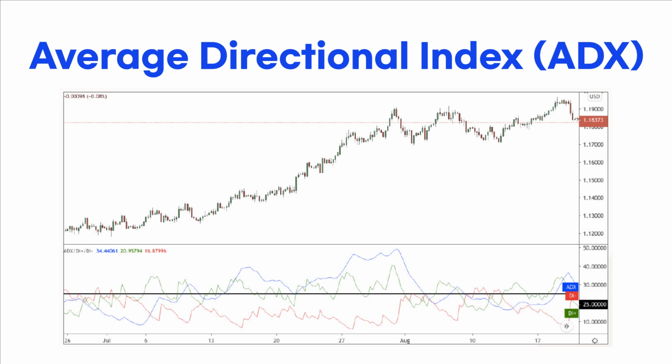Components of ADX. If you were to load the ADX on your chart, you would see three separate lines for the ADX indicator. The blue line represents the ADX, which measures the strength of a trend. An ADX reading of 25 or above shows that a strong trend is present, whereas an ADX reading of less than 25 shows the trend is weak.